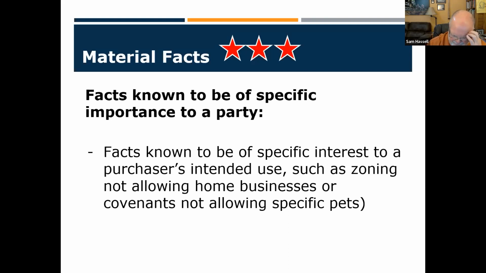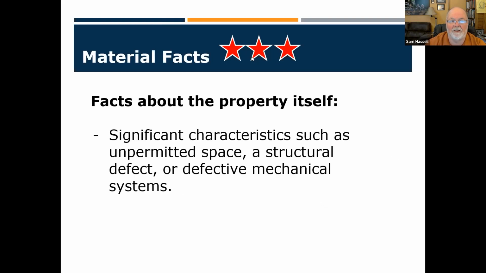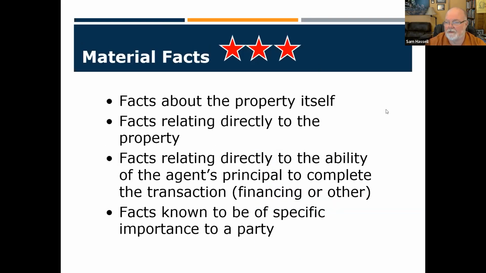You're going to have to remember those, at least work your way through them. Facts about the property itself, facts relating directly to the property, facts relating to the ability of the principals to transact here, and then facts that are of specific importance to the parties. Those 4 are material facts, and you are responsible for disclosing them. Not only does this stuff have 1 red star in it, it's got 3 red stars in here, right? So the next little few pages have got to be super important. And if we go back to this one, it has all 4 of them listed on the first one we talked about, the one right after caveat emptor. These are the 4 that you're responsible for.